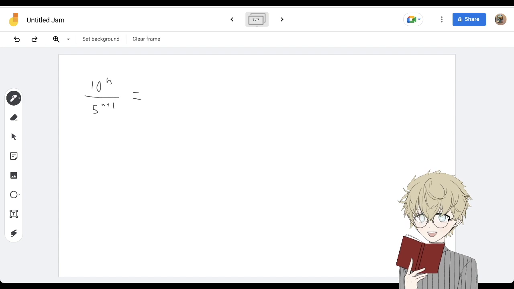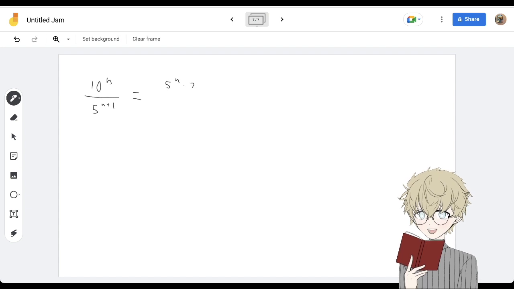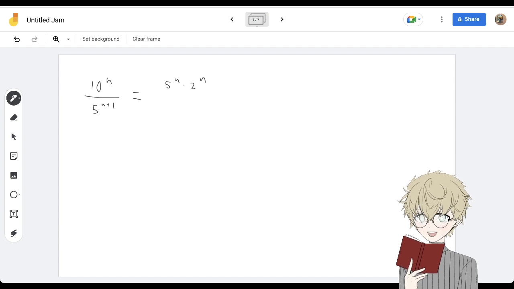Now what we're gonna do here is the reverse. So 10 to the power of n is equal to 5 to the power of n times 2 to the power of n, and we just proved that. We proved that that's equal because 5 times 2 is 10, and that's a rule. Rule works. So, 5 to the power of n plus 1.